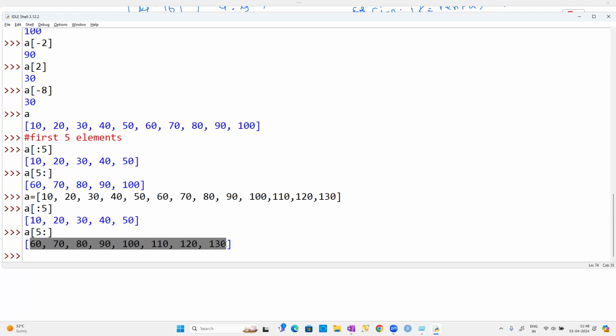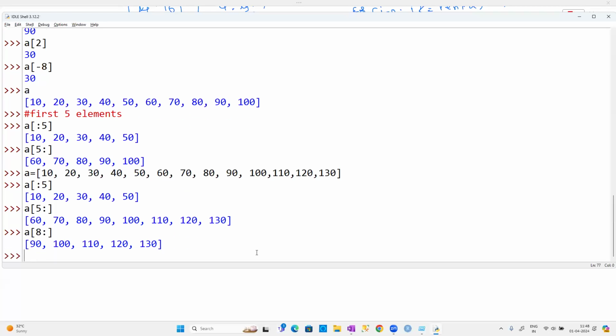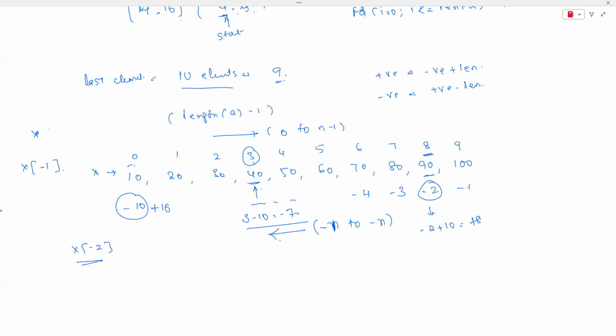In the earlier case, there are 10 elements. Now there are 13 elements. So 13 minus 5 means we have to start from a of 8 colon. But instead of doing all this calculation, guys, a of -5 colon is enough. What is the meaning of -5? -5 means -1, -2, -3, -4, -5. So starting from the 5th element from the right-hand side, you read the next 5 elements.